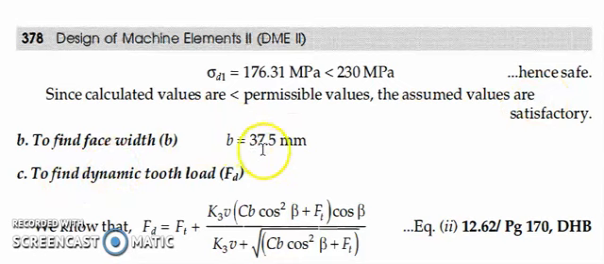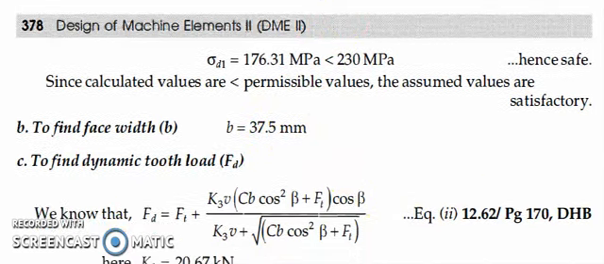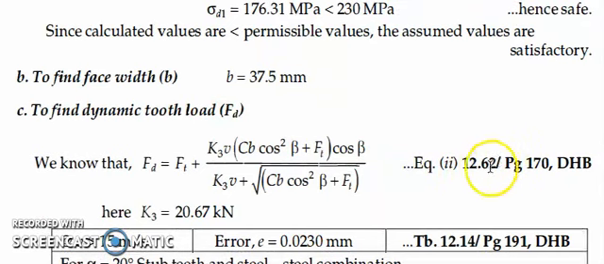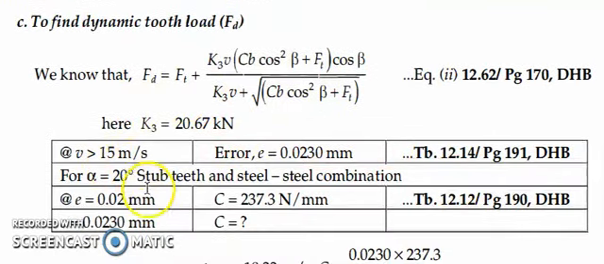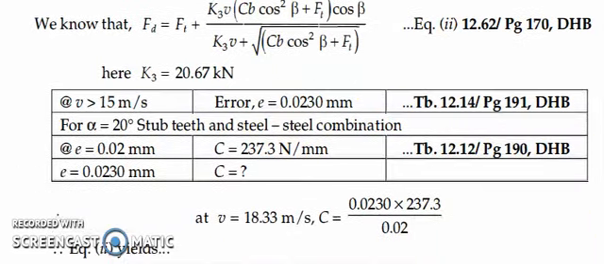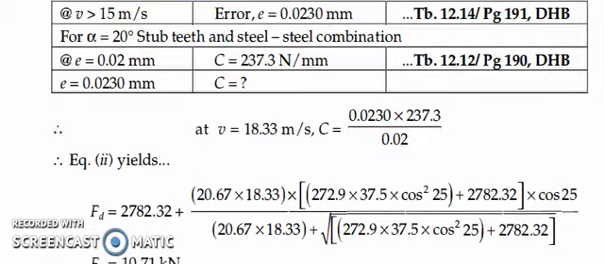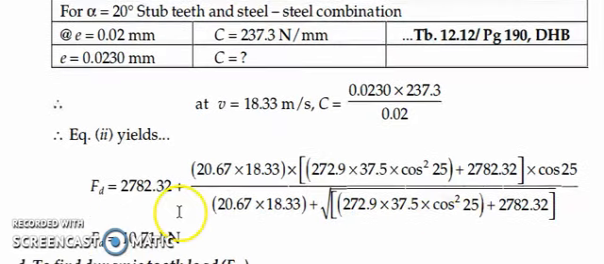Next we can find the face width, which we already calculated: module into 15, that is equal to 37.5. Next we can find the value of dynamic load Fd using equation 12.62. There are a lot of unknown parameters in this equation, so using the table, or just below that equation, all these values are given, and we can find all the parameters. Using that equation we can find the value of Ft, that is equal to 10.71 kilonewton.